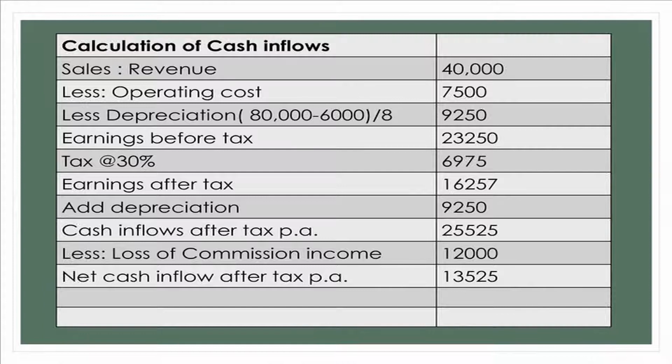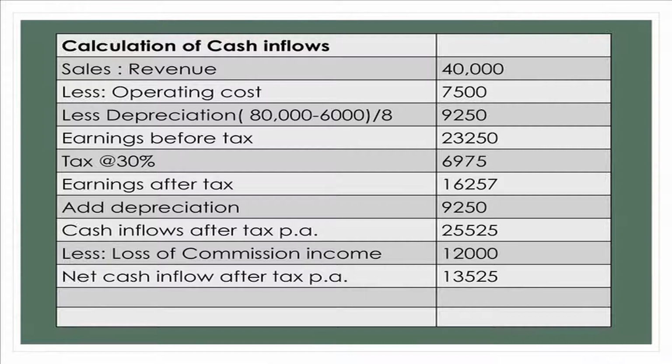Then commission which we have lost is after tax. So, first of all, after tax cash flows would be computed, then this commission income will be reduced out of it. So, net cash inflows after tax we can compute. So, let us solve this question. Sales is 40,000, less operating cost 7,500, less depreciation 9,250. It is computed using the formula 80,000 minus 6,000 divided by 8.